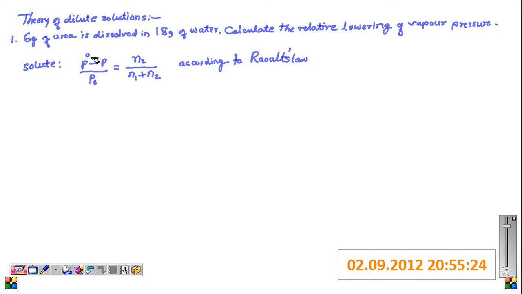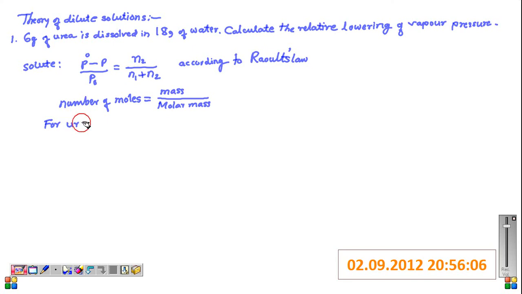Now we shall calculate N2 and N1. N2 is the number of moles of a solute, and to calculate the number of moles, the formula is number of moles is equal to mass divided by molar mass, which means mass of 1 mole. Now let us calculate the number of moles of urea.